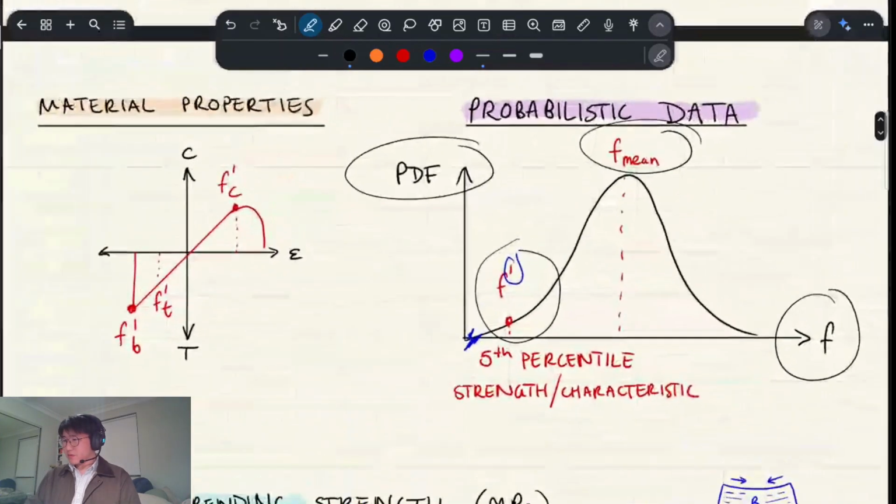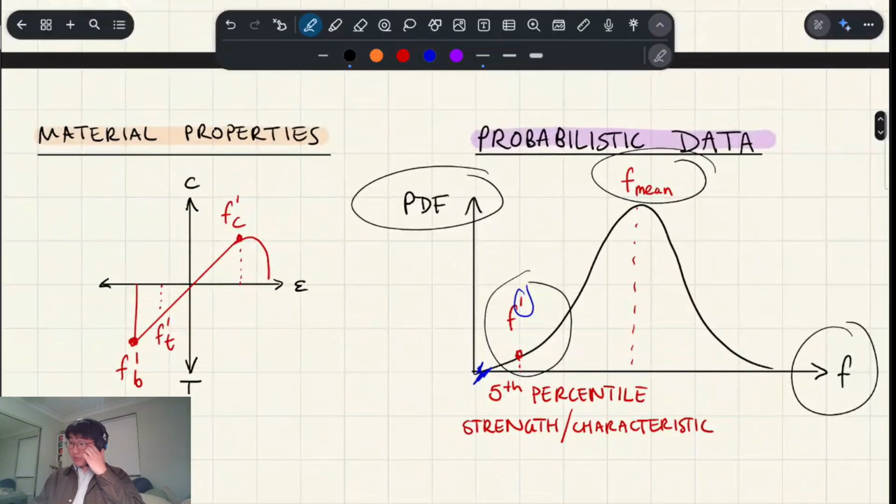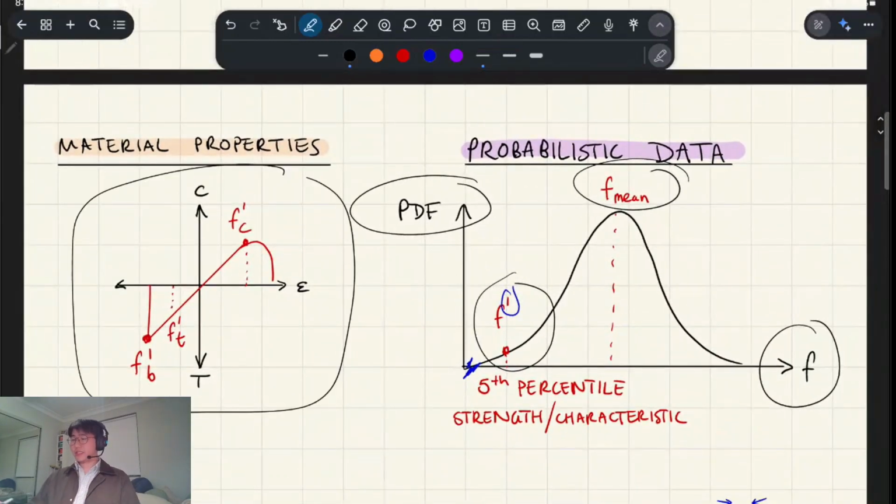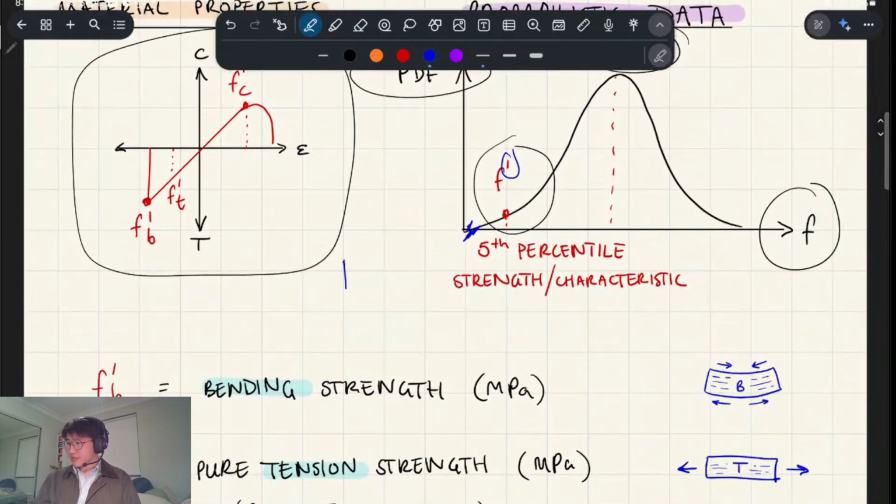Okay, that's probabilistic data. In terms of tension and compression, here's a material curve. You've probably seen the one for steel, if you've done steels. Sorry, Nathaniel, since you haven't. It looks a little bit like this, where you have a material curve, stress strain.